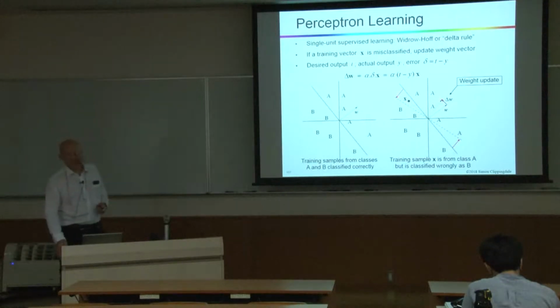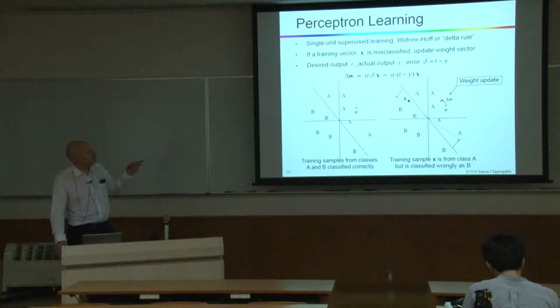So how do you teach a network like this? There's a thing called the delta rule, which is the rule that's pretty much universally used to teach these things. If a training vector is misclassified, we need to update the weight vector. That's how it works. So here's a system with weight vector W. Decision boundary is perpendicular to W. And here are some samples from class B and samples from class A. In this situation, it's working fine. So nothing happens.